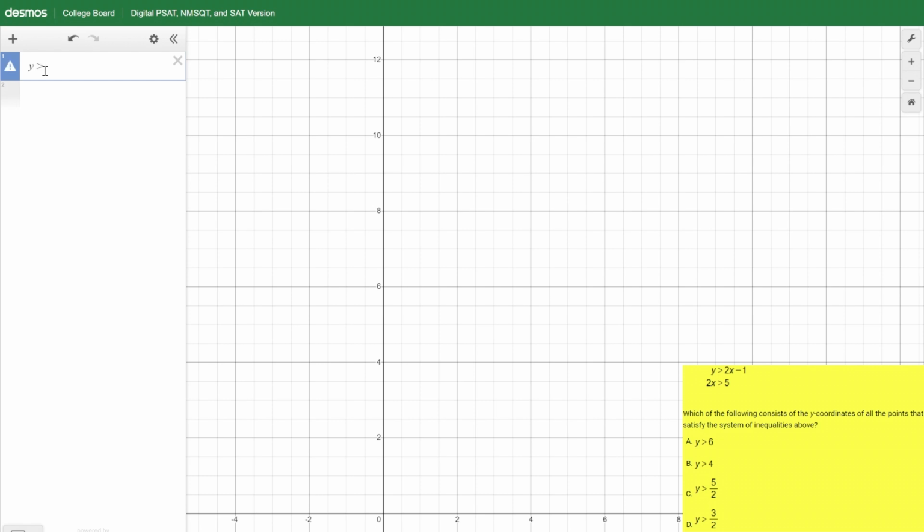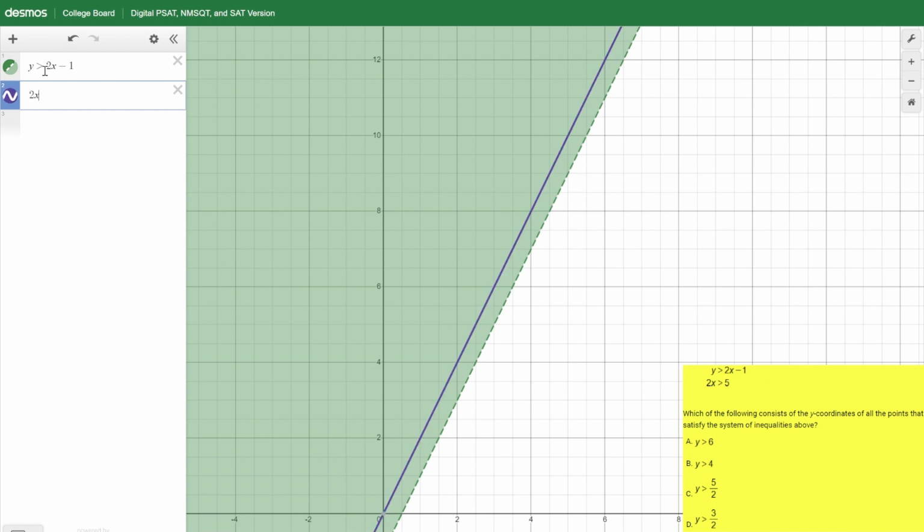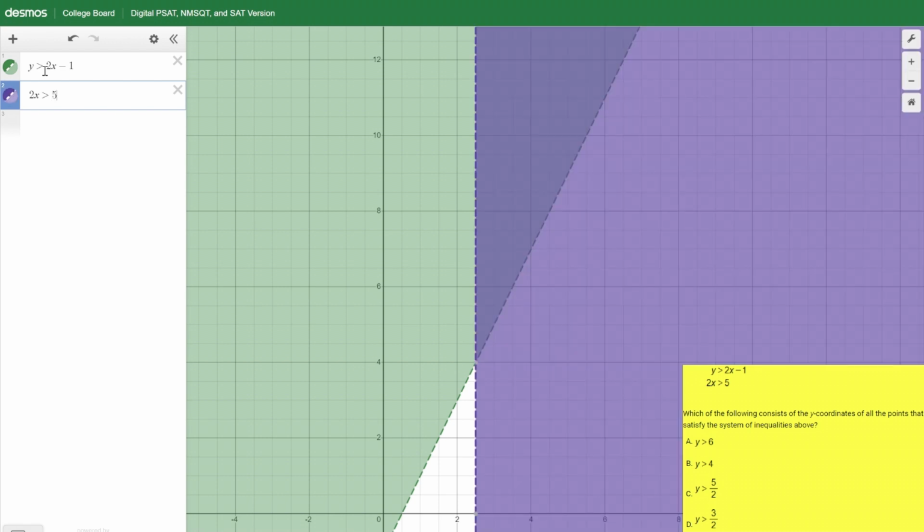So we'll input the first inequality, y is greater than 2x minus 1. And the green shaded region satisfies this inequality. And the second one is going to be 2x is greater than 5. And the purple region satisfies the second inequality. And the actual combination of both inequalities is this darker shaded purple, which overlaps the green and the purple.